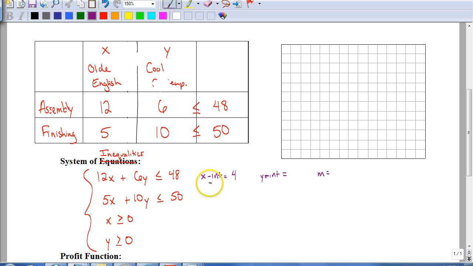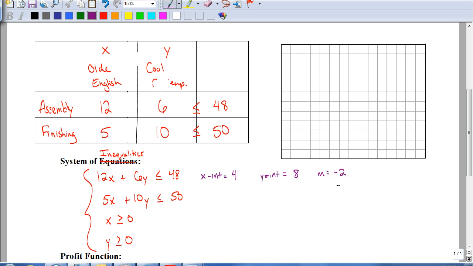Again, that's where you cover up the y, because you're replacing y with 0, so you take 48 divided by 12, which is 4. Then to find the y-intercept, you do the same with the x, cover up the x, and divide both sides by 6, and you get 8. Remember, the slope is the opposite of a divided by b. Well, negative 12 divided by 6 gives me negative 2.